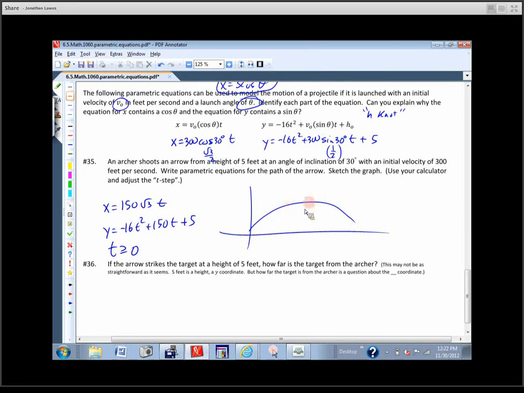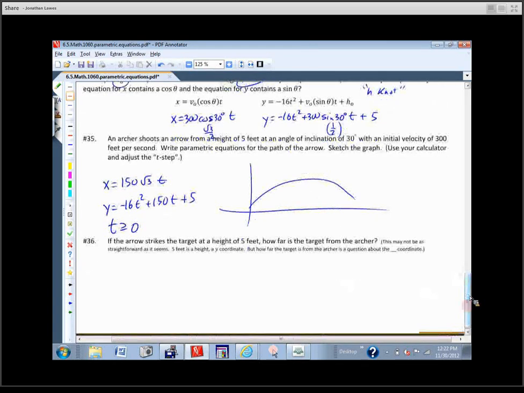You could label a couple points on here. Look at number 36. If the arrow strikes the target at a height of 5 feet, how far is the target from the archer? Which equation is that about? Is it about x or y? Okay, it's a question about x. It's a question about how far away is it. But can you just solve that directly? No. In order to know how far away it is, you have to know how long it was in the air.